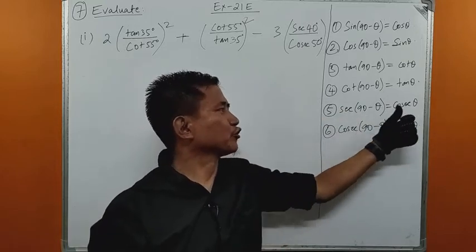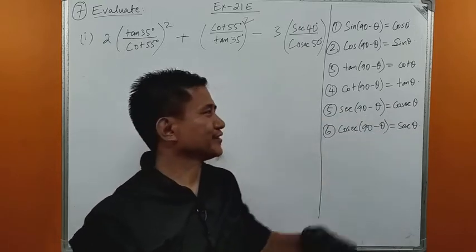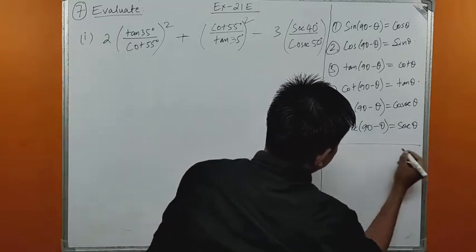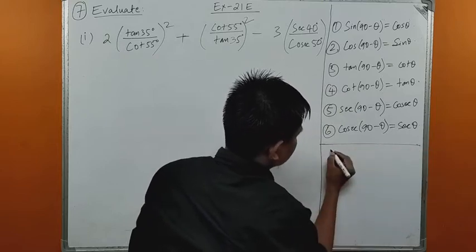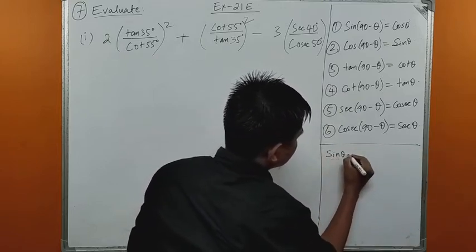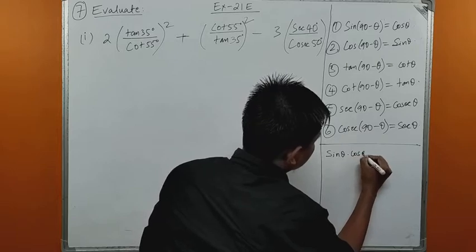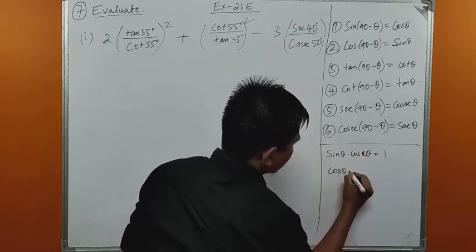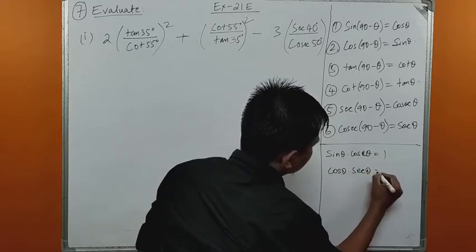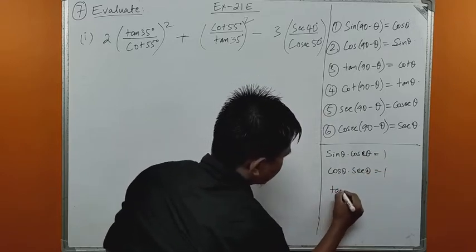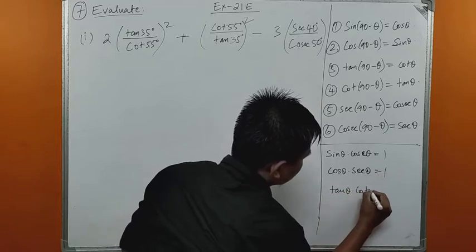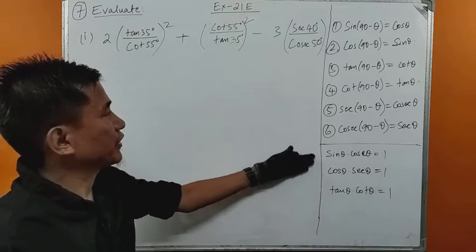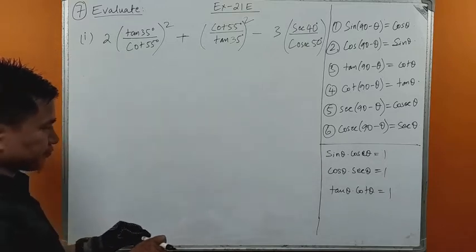Sec 90 minus theta is cosec theta, then cosec 90 minus theta will be sec theta. And one more thing I want you to remember is sin theta into cosec theta equals 1. Similarly, cos theta into sec theta equals 1. Tan theta into cot theta equals 1. This formula also we require while solving these questions.